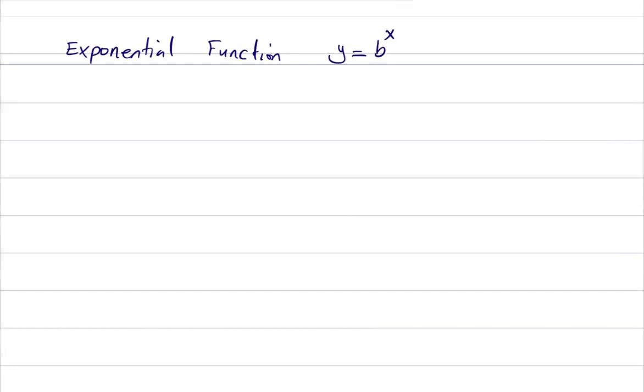When we talked about exponential functions, we said that y is equal to b to the power x. If b is more than 1, then we saw that we have an increasing curve. When b is bounded between 0 and 1, we have a decreasing curve.